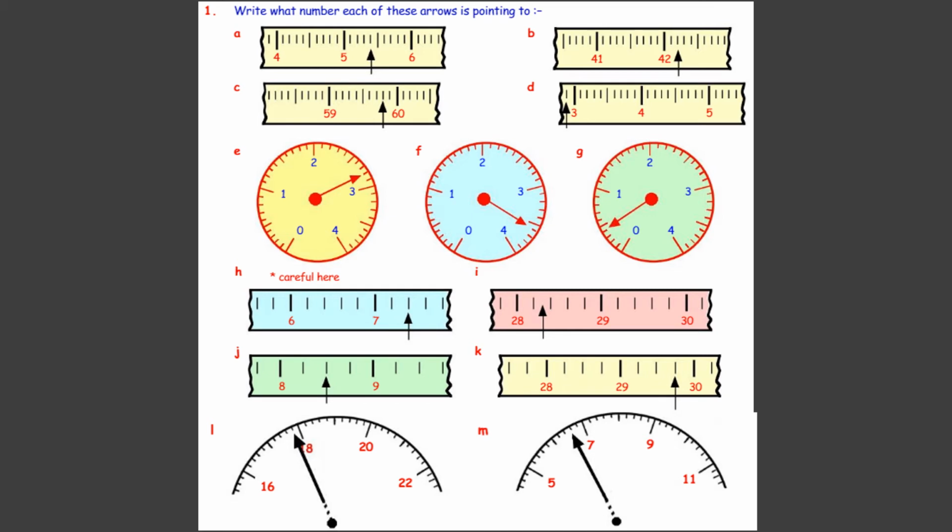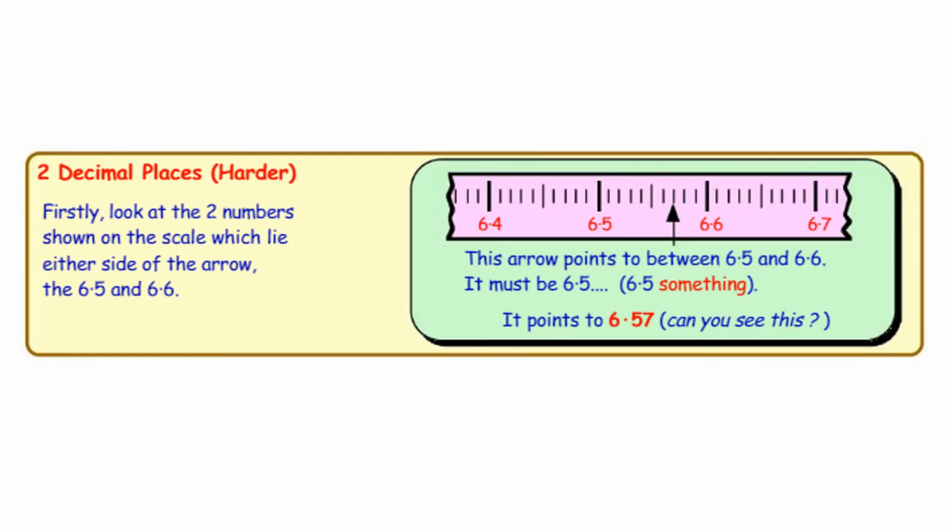Now, if that was tricky and you don't think you can do the second question, I would suggest this is the place to stop. However, some of you will definitely want to carry on, so let's do that. This is harder because we're working with 2 decimal places. It's exactly the same idea, just working with 2 decimal places. So we're going to do exactly the same thing.